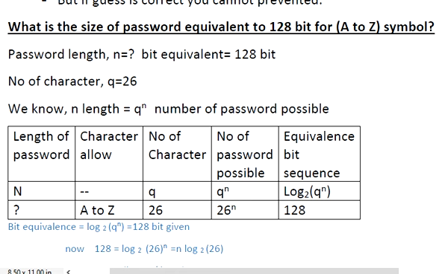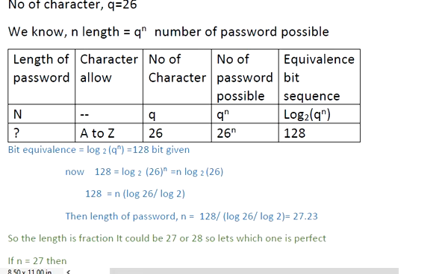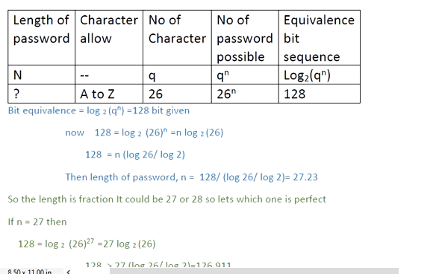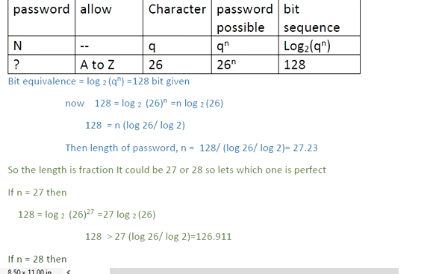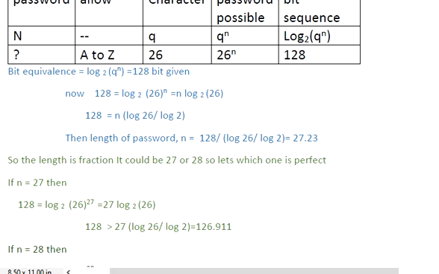So here we are taking care of a 128-bit sequence of 26 characters. Now we need to know what the password length will be. In that case, by using the calculation, 128 bits equals log base 2 of 26 to the power n, and by the calculation we can see that n is 27.23. Now it is a fractional number, so we can check what is the correct length. Is it right for 27 or 28?